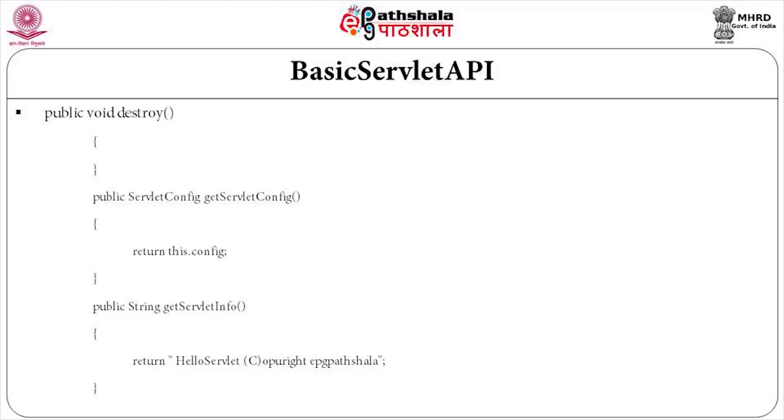Third one, again another simple one. Get servlet info, so it returns a string. So, this implementation can return, and we can say copyright EPG Pathshala, and the year 2015. So, let us keep that returning, and of course, the name of the servlet, that is hello servlet. So, hello servlet, copyright and EPG Pathshala and the year. So, that can be our implementation of get servlet info.